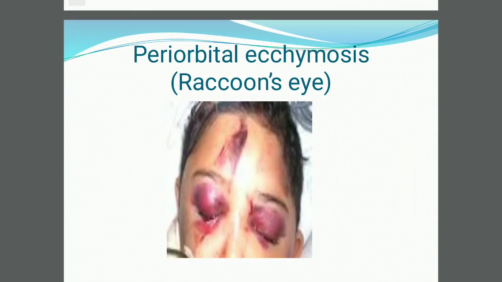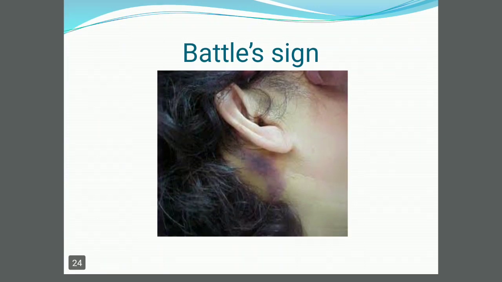So all these signs and symptoms occur because mainly the brain is affected. So all the functions of the brain get affected.